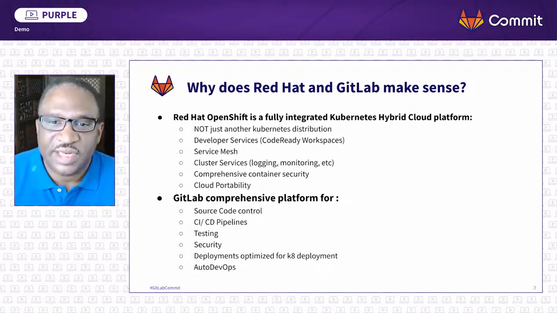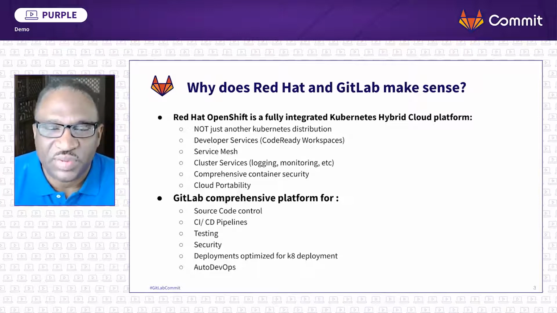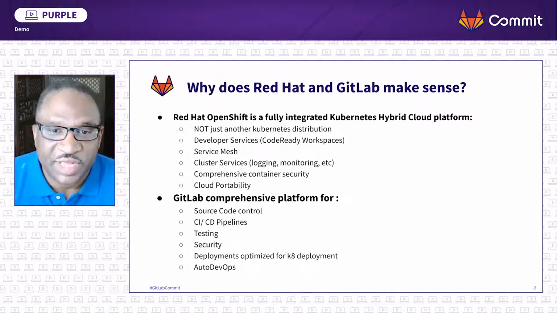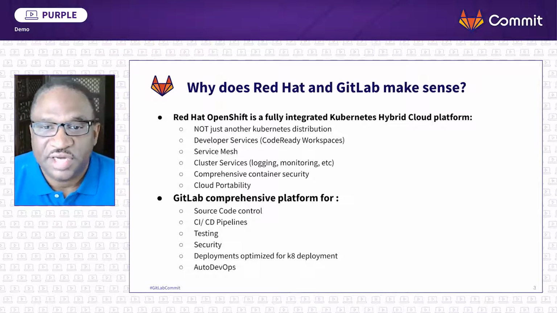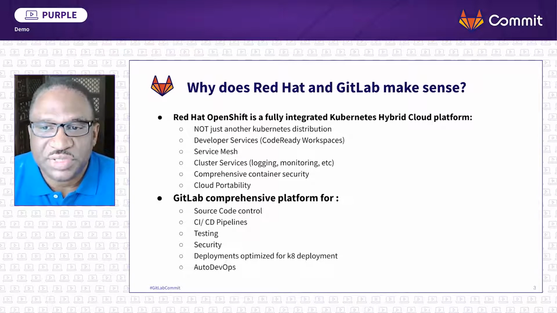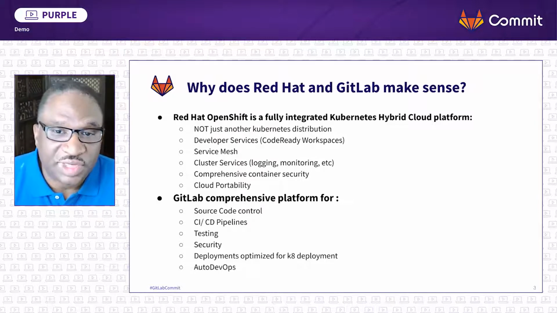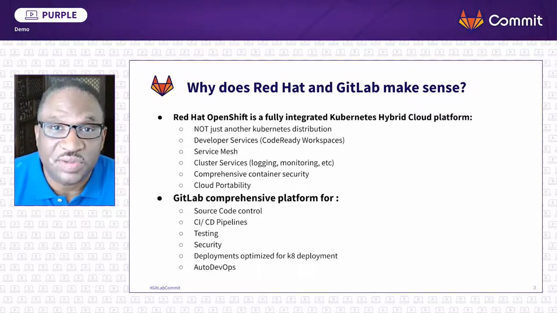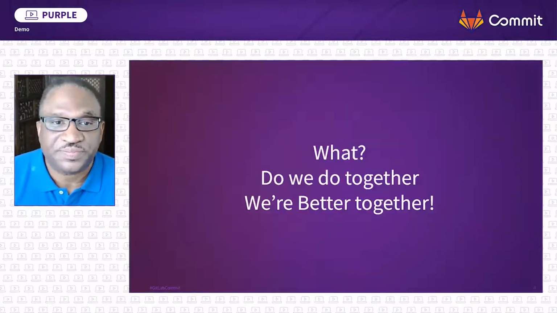You are here at GitLab Commit, so it's obvious that you are aware of GitLab's value. They provide a comprehensive platform that meets the needs of DevOps teams delivering solutions to the cloud. The feature that stands out the most to us at Red Hat is the optimized Kubernetes deployment. This is one of the things that you'll get to see today in the demo.